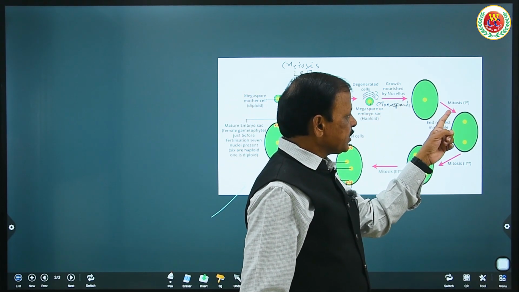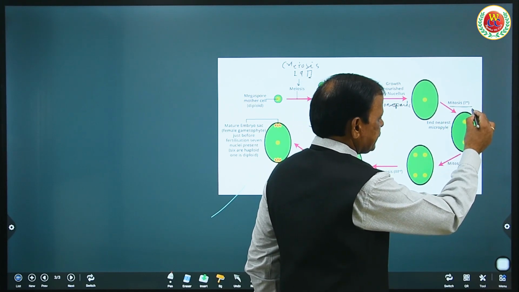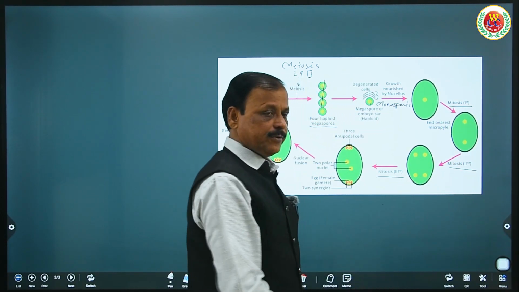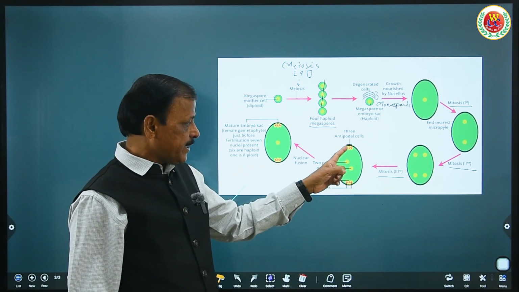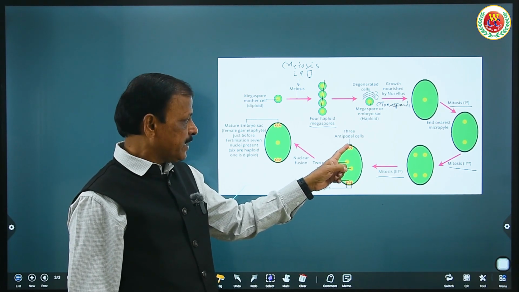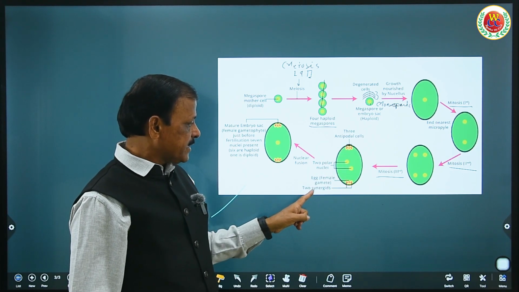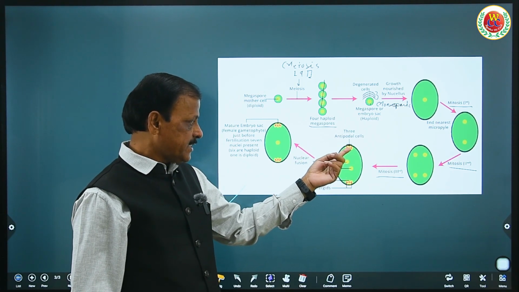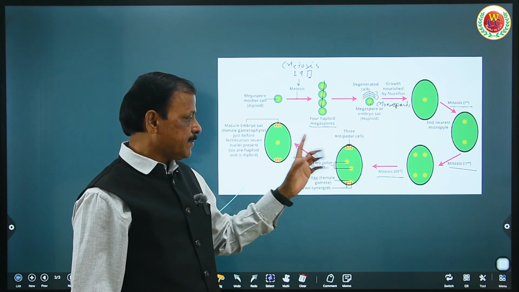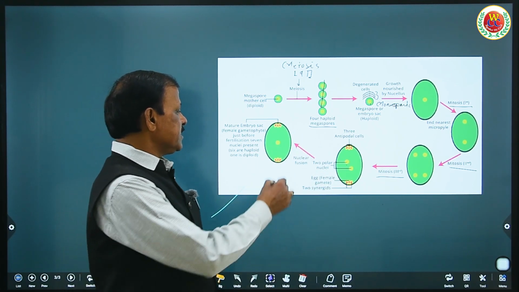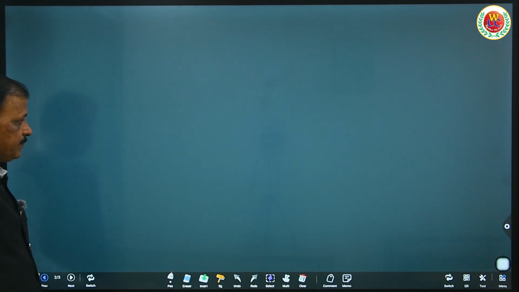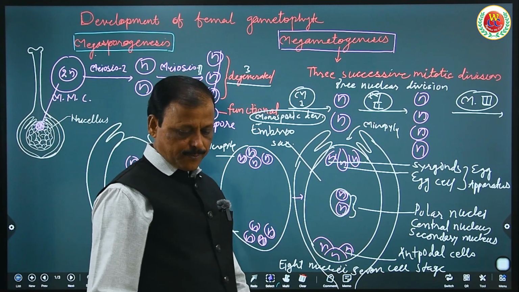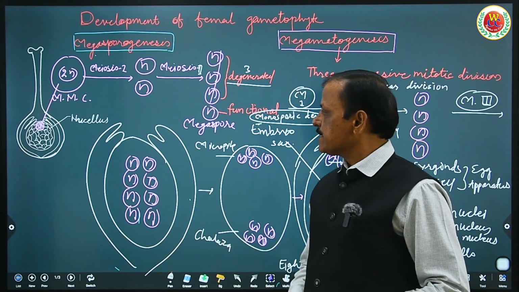And that 1 undergoes 3 successive mitotic divisions, 1, 2 and 3, producing the 8 cell stage, as I explained to you: out of 8, 3 remain towards the micropylar end forming the egg apparatus, 3 towards the chalazal end as antipodals, and the centrally placed polar nuclei. Thus, this female gametophyte is produced as explained in the diagram. So, is it very clear to you? I hope you did understand.